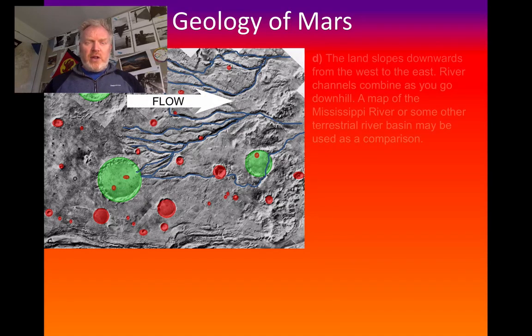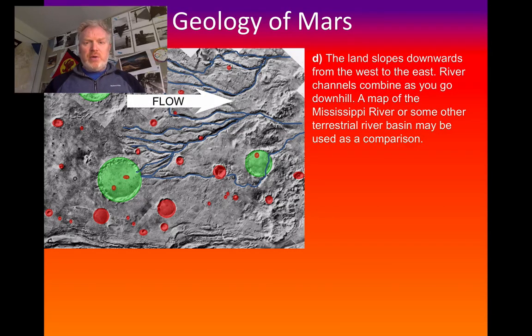We can work out that the land here must slope to the right, okay, or from the west to the east. Because of this branching pattern, we know that rivers combine as they go downhill. So they're going to join up in the direction that they're moving down.